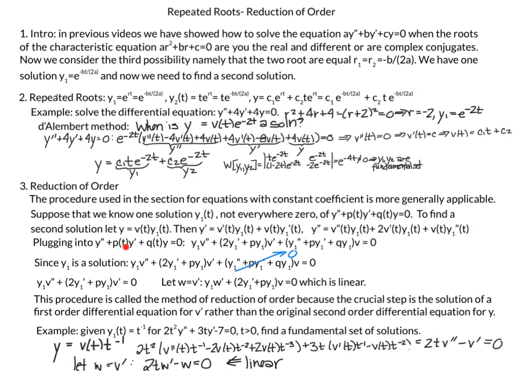We took the derivatives, we plugged into our equation, and we found this solution here, which did not look linear until we let w equals v prime, and we got a linear equation. Then we solved the linear equation, and we basically solved the problem and found the second solution. And this procedure is called the method of reduction of order because the crucial step is the solution of a first-order differential equation, this one here, for v prime, rather than the original second-order differential equation. And this was our example here.